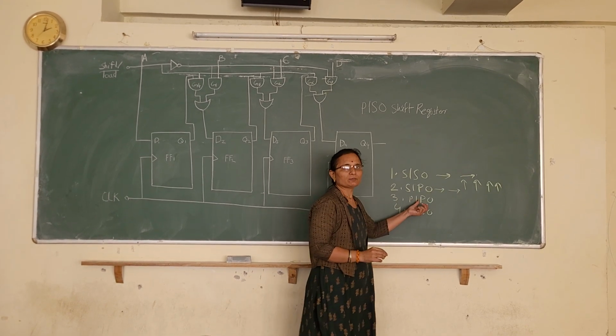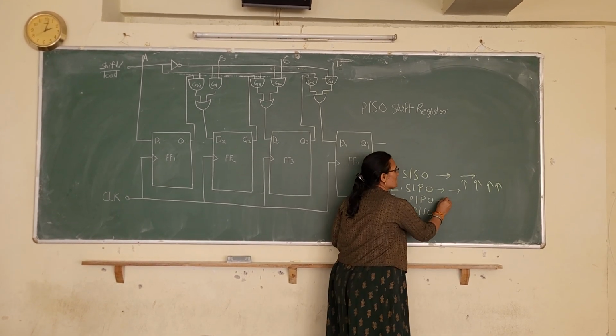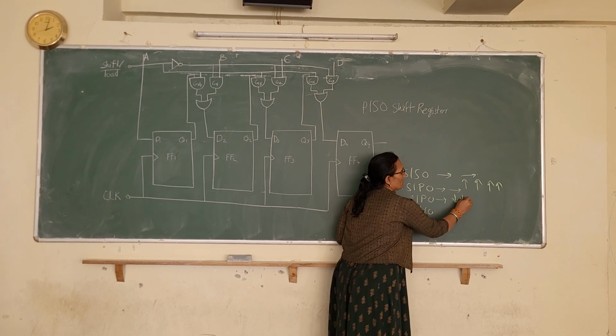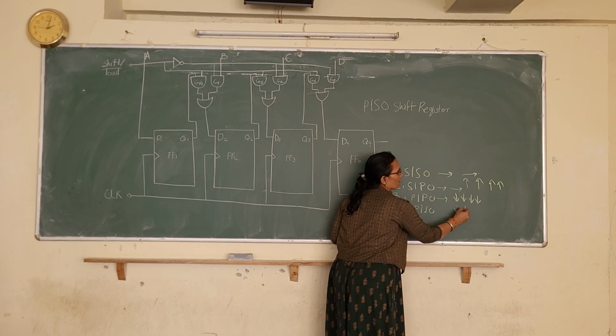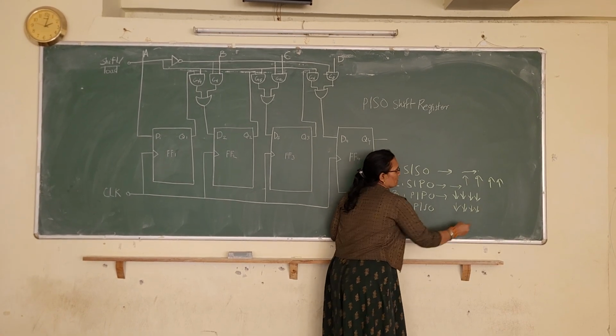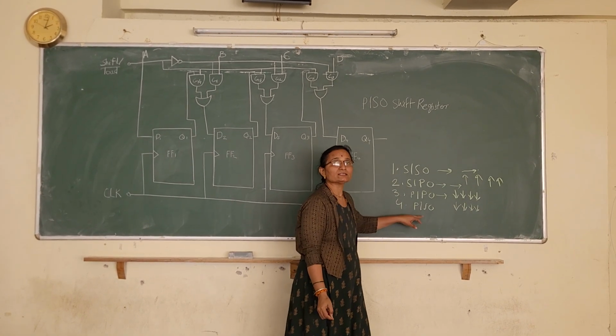Parallel in and parallel out shift register means what? Your data is directly entered in parallel, at a time your data will be available and that data is to be out in parallel. Now we'll discuss the parallel in and serial out.